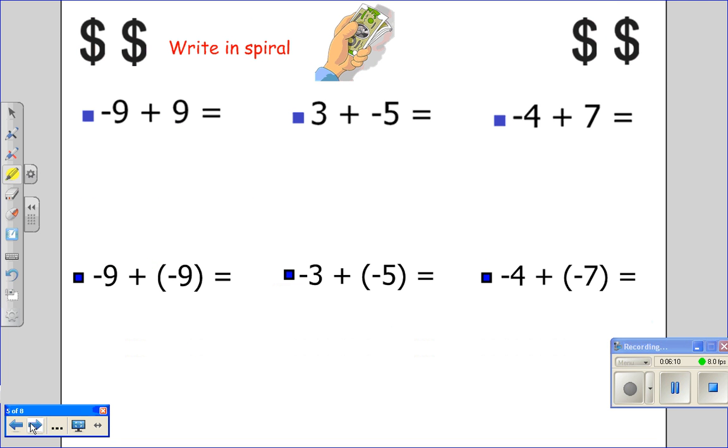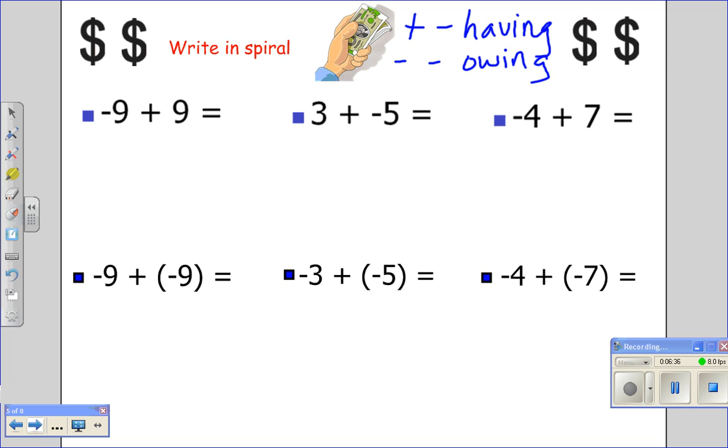Now these you're going to write over in your spiral. These, of course, are just a few practice problems to go over the rules and make sure we understand. One of the systems that I like to use is what's called a money system. If you think of positive numbers as having money and negative numbers as owing money, because we tend to like money, we tend to do a little bit better with thinking of how positives and negatives work.